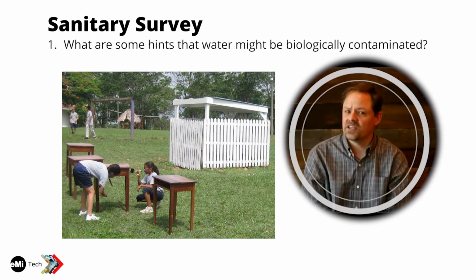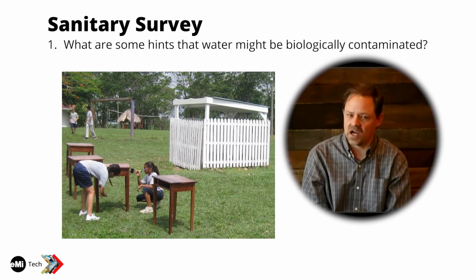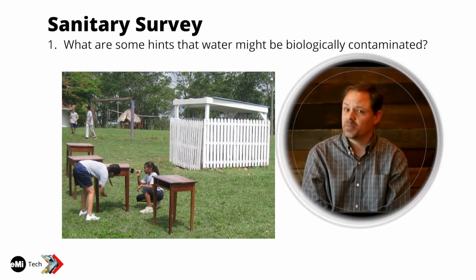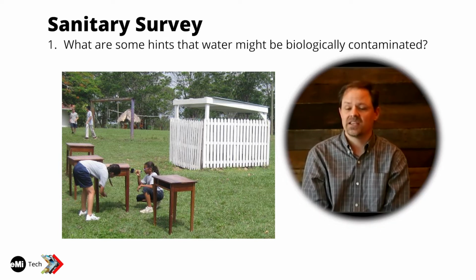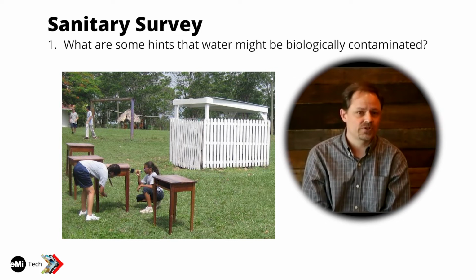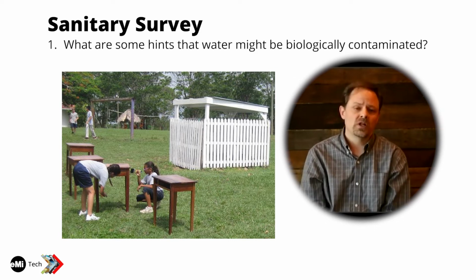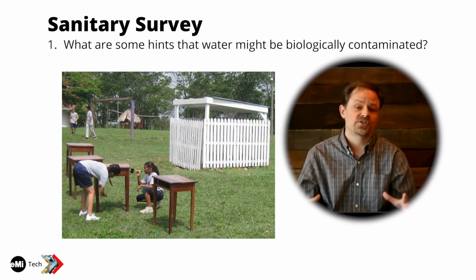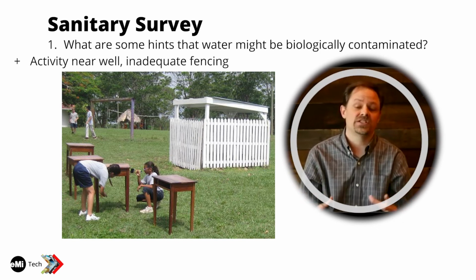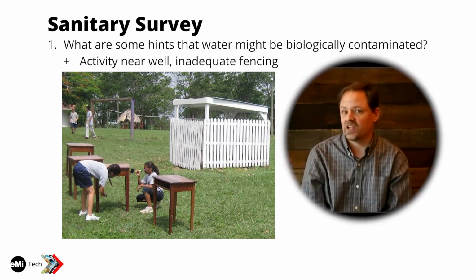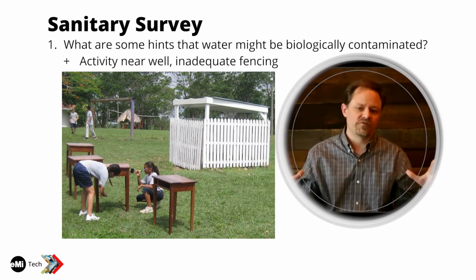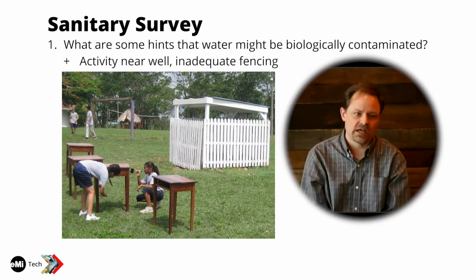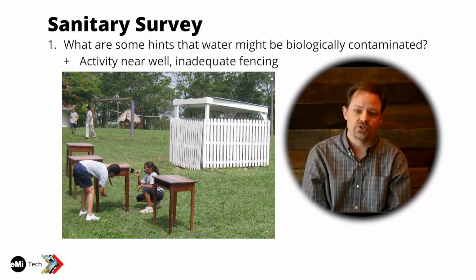But let me ask you this. If the kids weren't there, would we still be concerned? Take the kids and the desks out of the picture. Is there still a concern there? Really what we're concerned about here is just the proximity of activity to that well, the lack of fencing. Just because there's no fence around the source area for that well doesn't necessarily mean there's a problem, but it could lead to it.